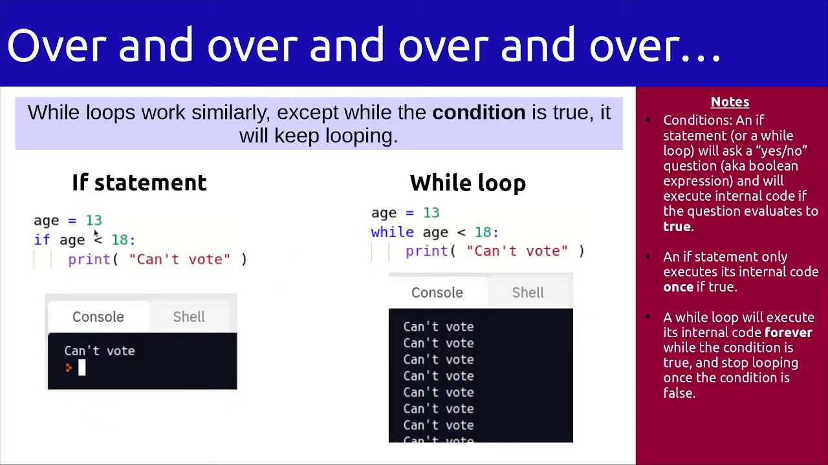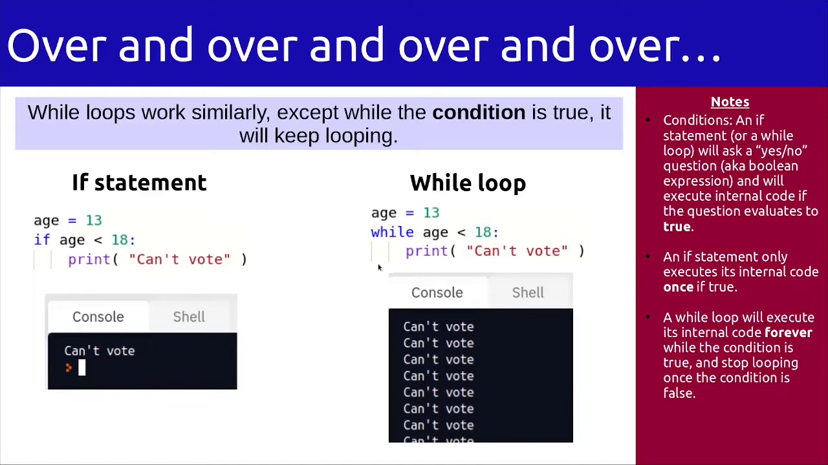As an example, here's a little program where we set age to 13. If age is less than 18, we say can't vote. It only outputs one time. If we change this to a while loop, though, it will loop this forever. We have created an infinite loop. So they work kind of the same way.